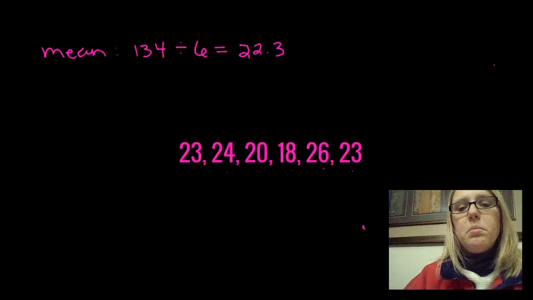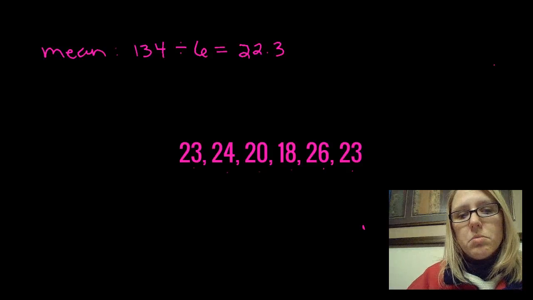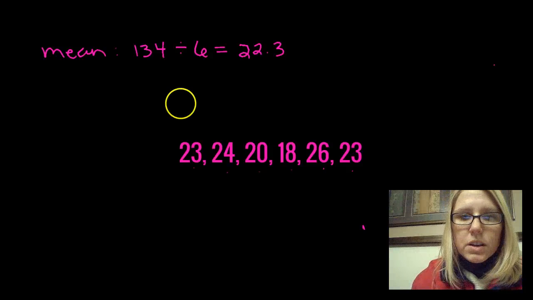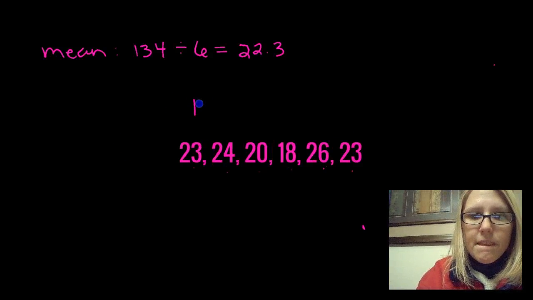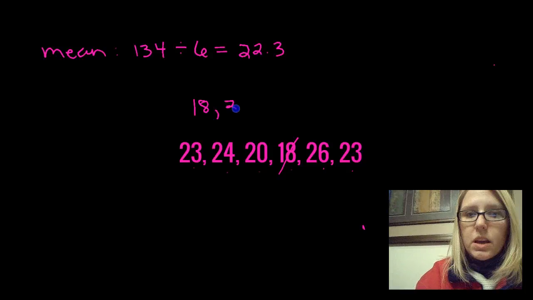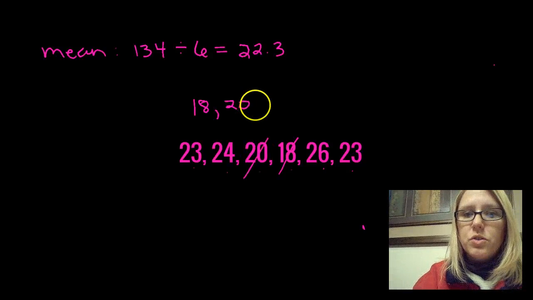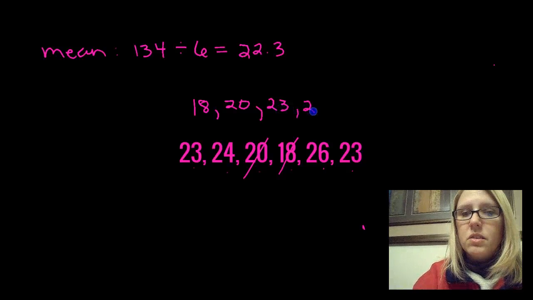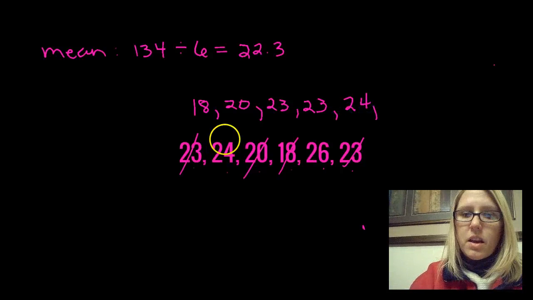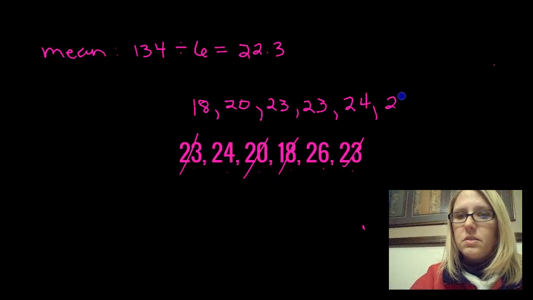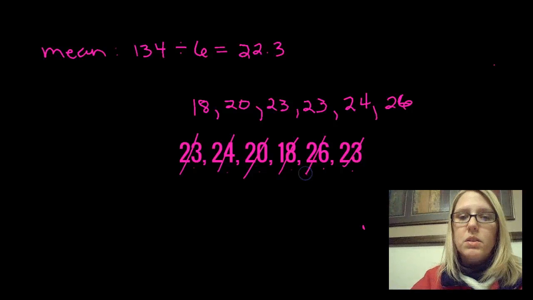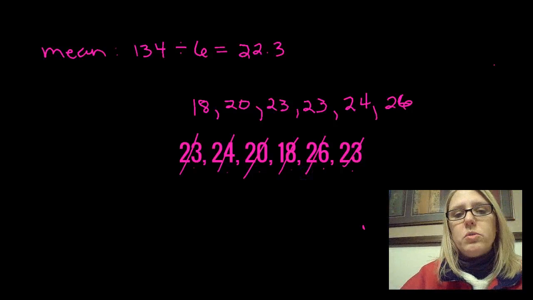We also want to find the median. Remember, the median is the middle number. And in order to find that, we need to put these in order from smallest to largest. So, to do that, we're going to take the number 18 first. I'm going to cross that out here, and we'll find the next number that's in line, which will be 20. Then we have 2 23s. Cross those out. We have a 24 and a 26.